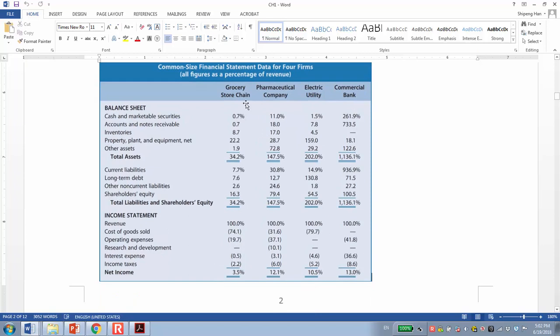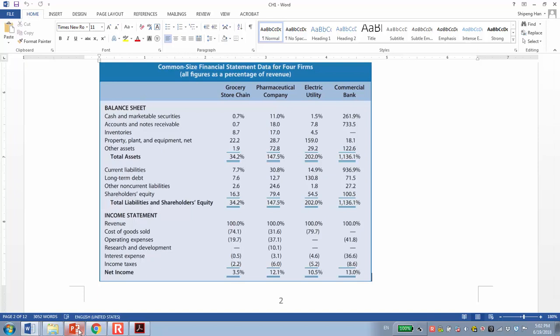And we find the profit margin of grocery store is 3.5, the lowest. And pharmaceutical is 12.1, bank is 13. And comparing with grocery stores, these firms have larger assets comparing with the revenue. Right? So they have initial investments. Let's also explain why this industry, their assets turnover is lower.